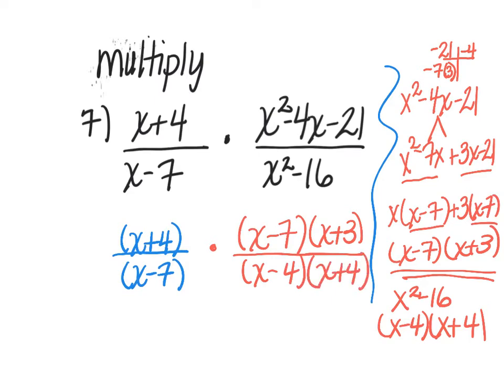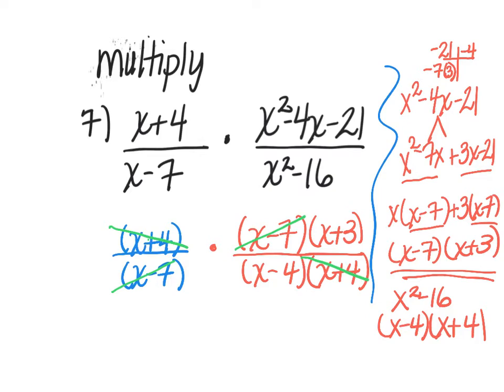Now that my fractions have all been factored, I'm ready to do step 2. Step 2 is to cancel common factors. Remember, we can do it up and down vertically, or we can do it diagonally. I see that I have an x plus 4 in one numerator and an x plus 4 in a different denominator. That was a diagonal cancellation, so they canceled. And then I have the same thing going on where I can cancel my x minus 7s.